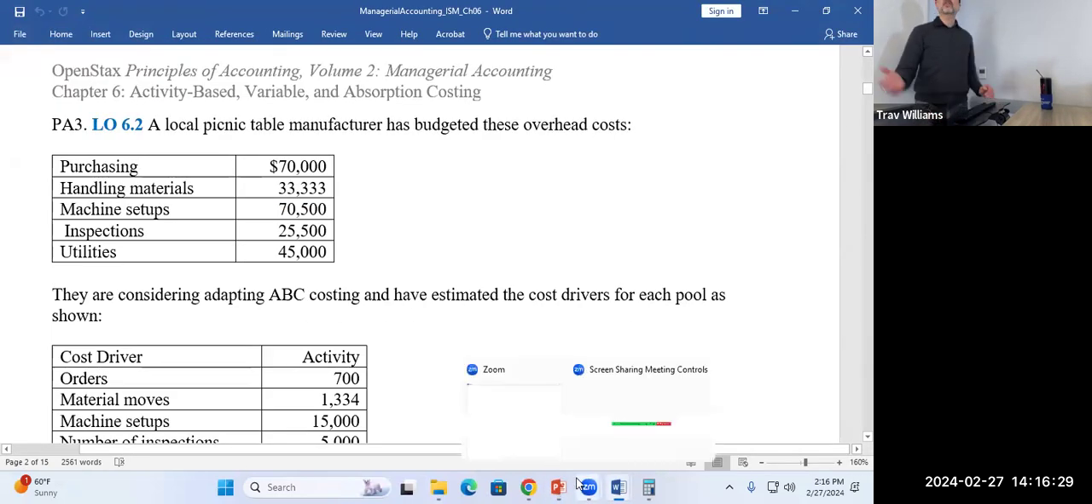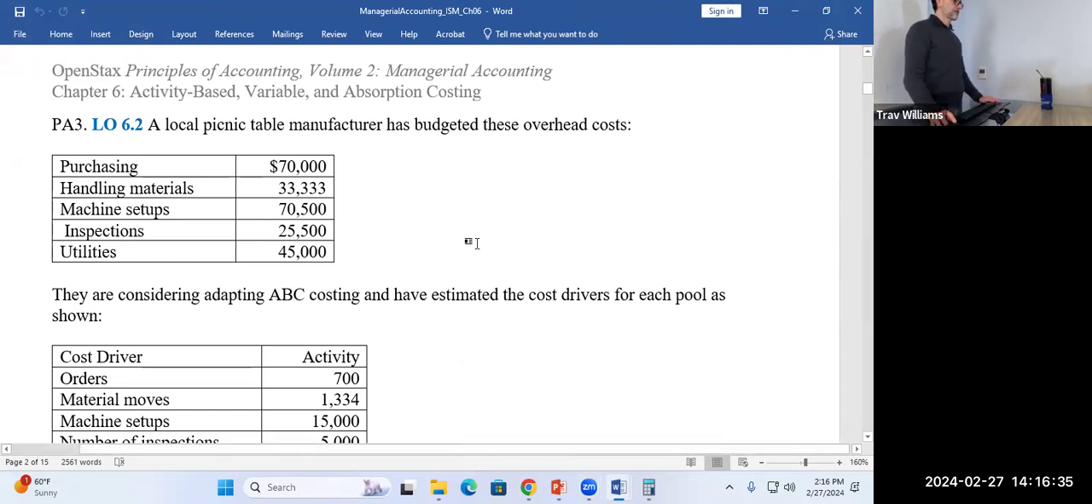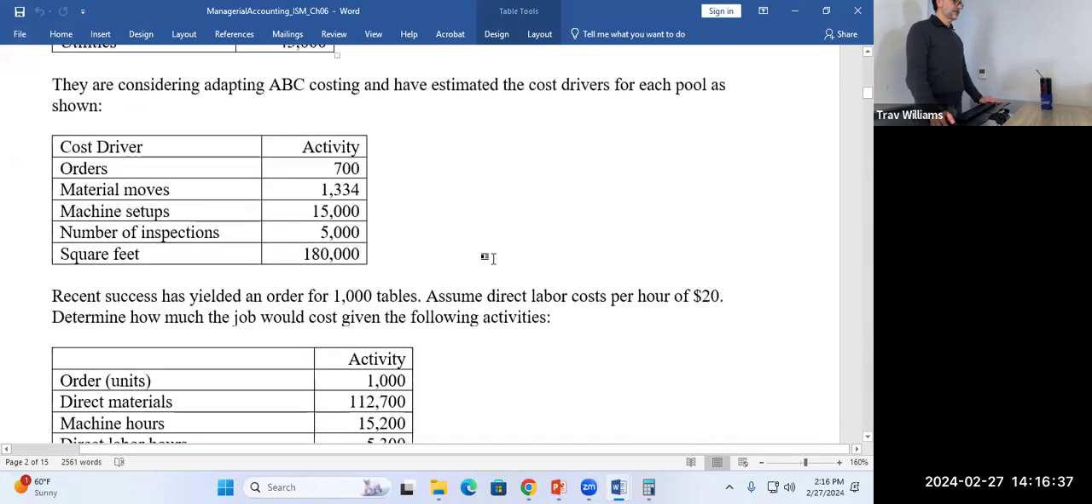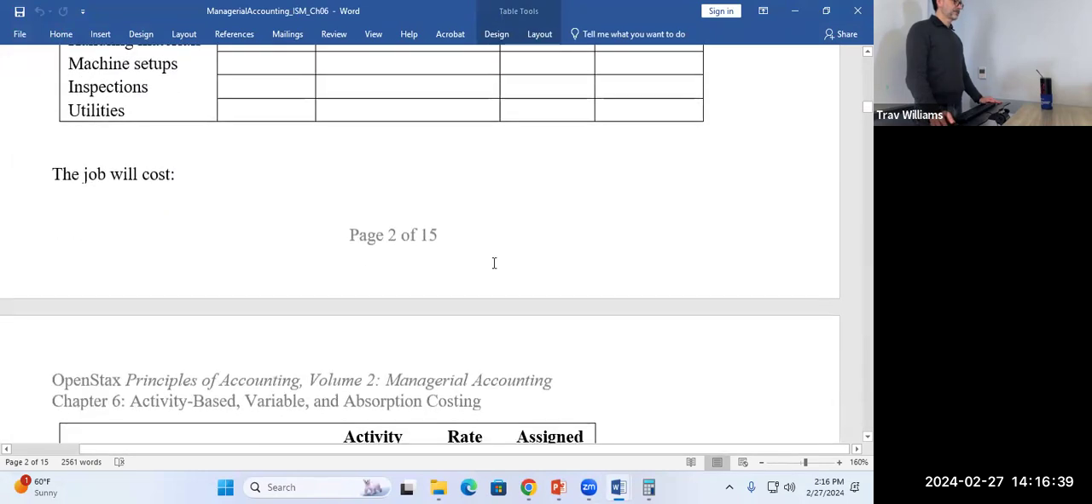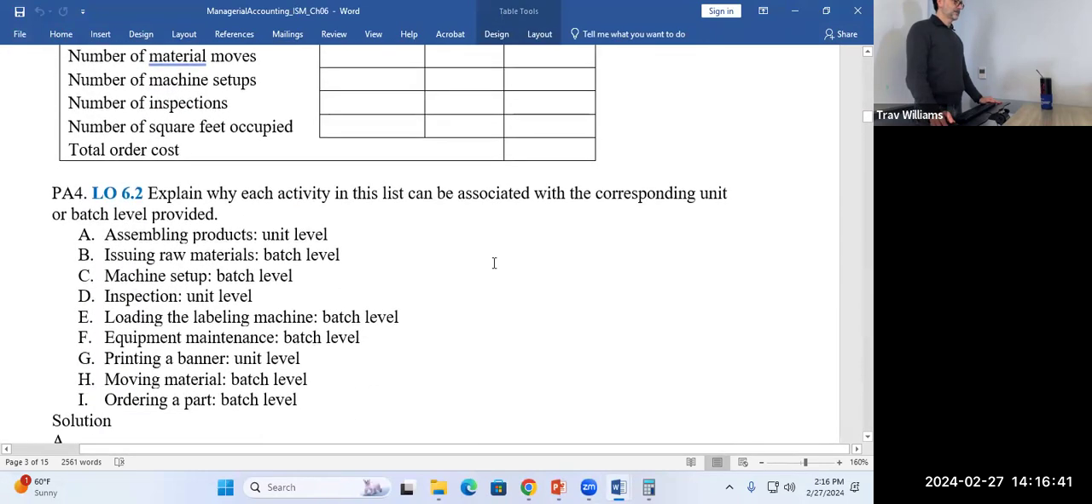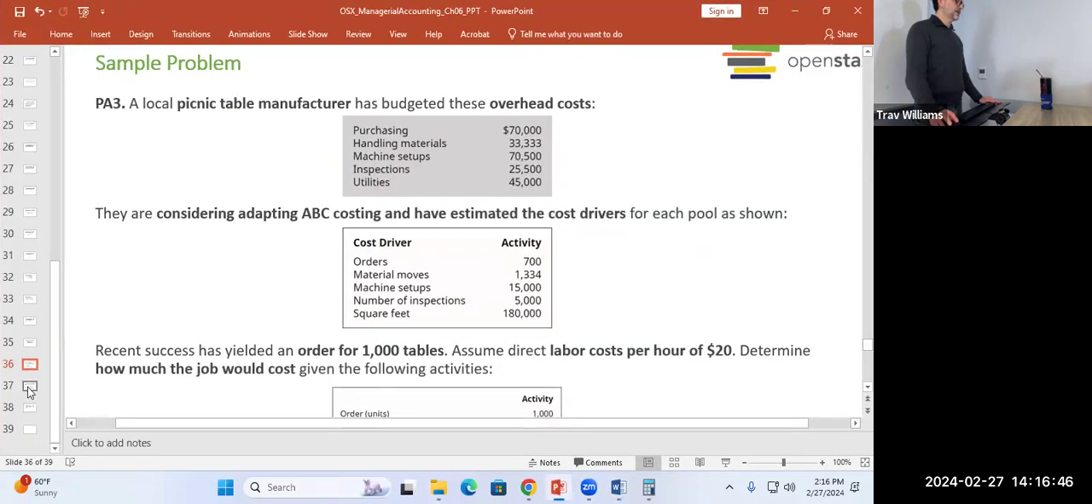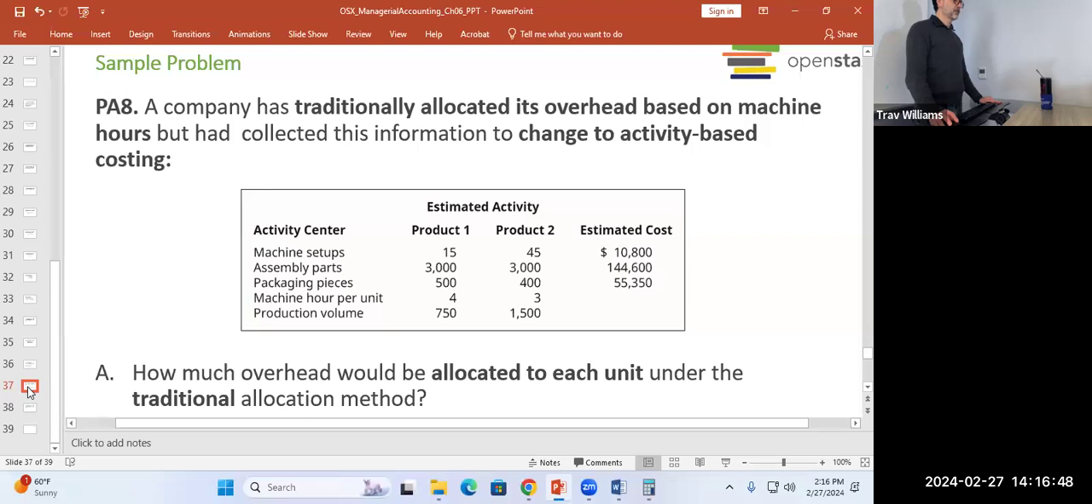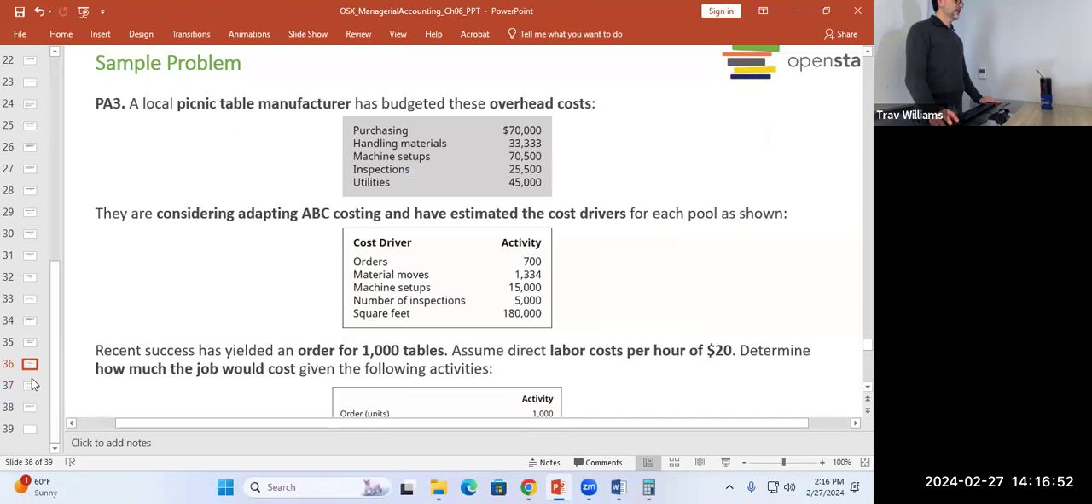Okay, so now we're shifting gears. We're going back to ABC costing. All right. Is that the last slide before the summary? One more. Oh, there's one more, problem 8. Okay. I wonder why they threw these in here at the end.